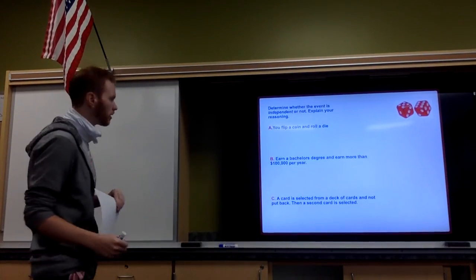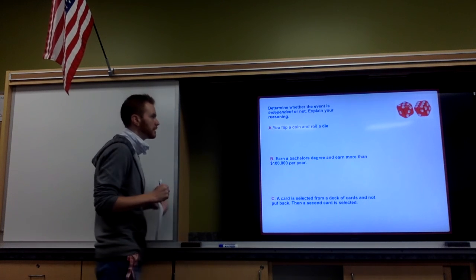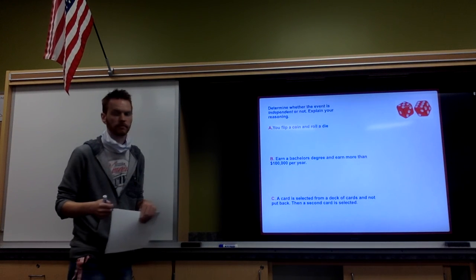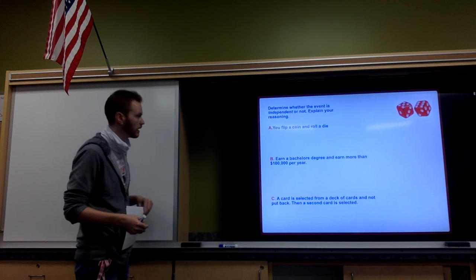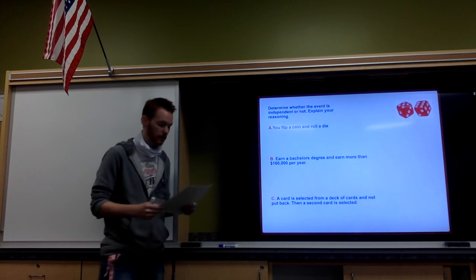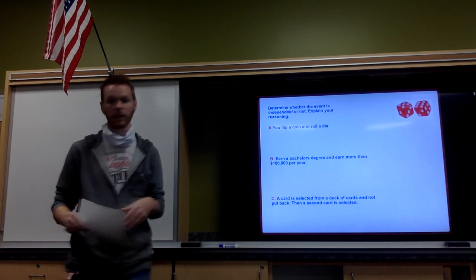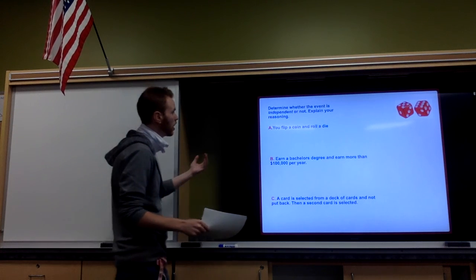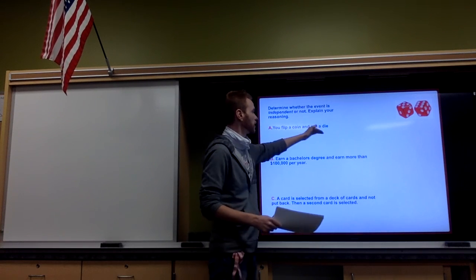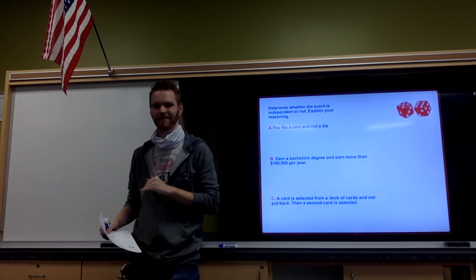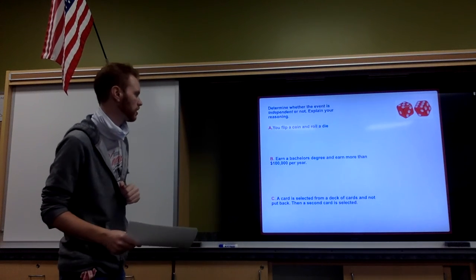So let's try this out. Determine whether the event is independent or not and explain your reasoning. First one, you flip a coin and roll a die. Would that be independent or dependent? That's going to be independent, right? The odds of you getting heads on a coin does not affect you getting a 1 on a die. Those are independent events. They don't affect each other.